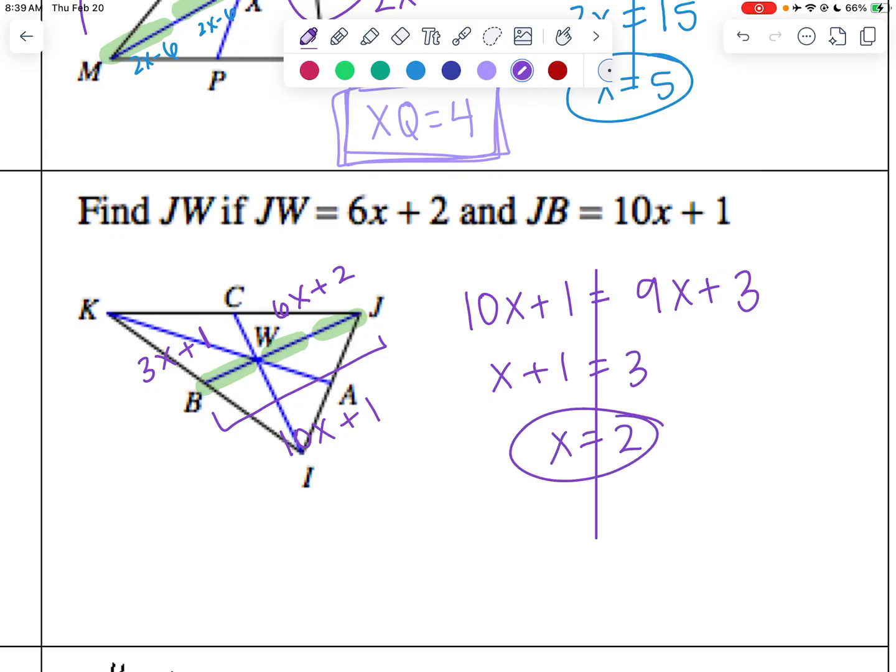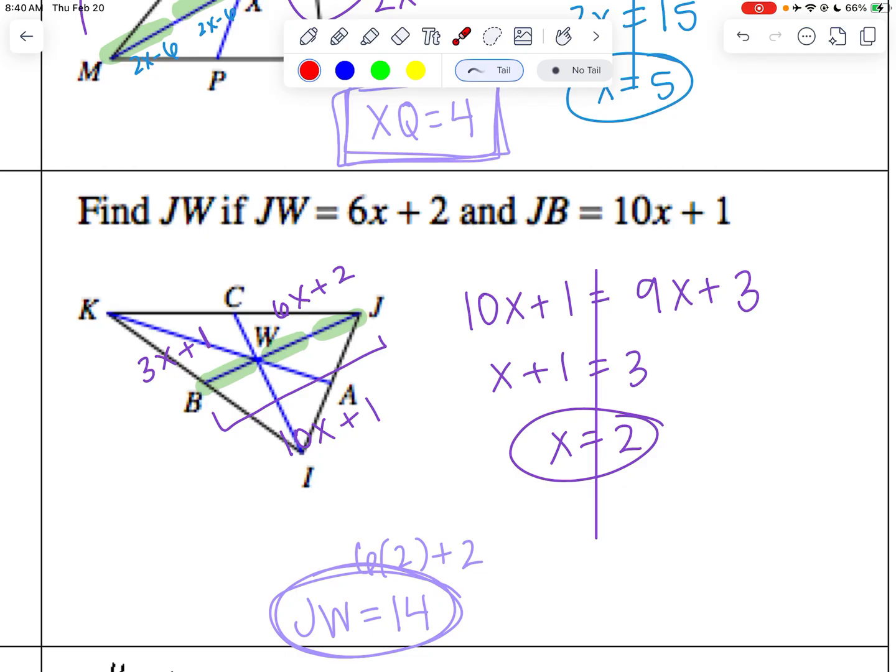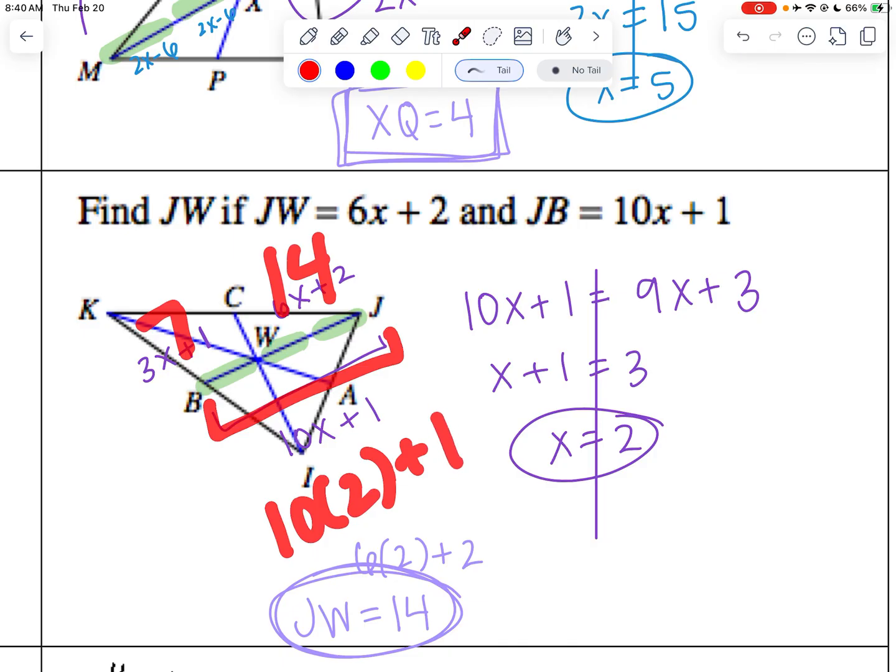Okay, but the question didn't ask you for x, the question asked you for JW. So if you go and you plug that back in, 6 times 2 plus 2 means that JW equals 14. Now, back to checking. If this is 14, that means that this piece should be 7, because that's the 1 piece, and the whole thing should be 21. So check it. What's 10 times 2 plus 1? 21. So we're in the clear.